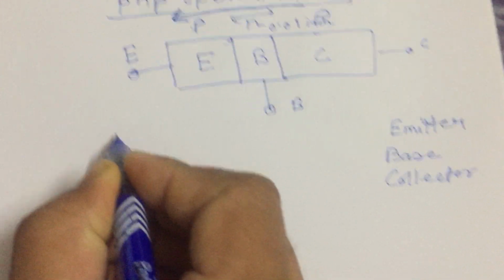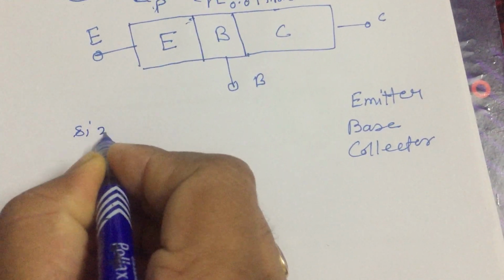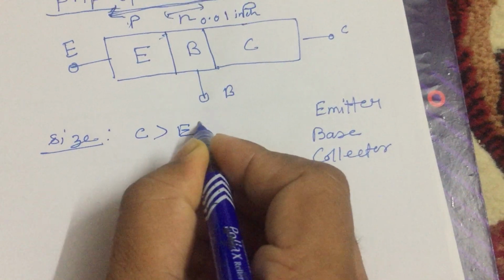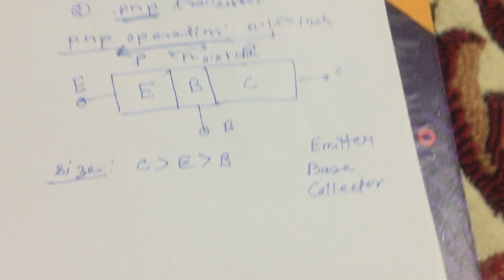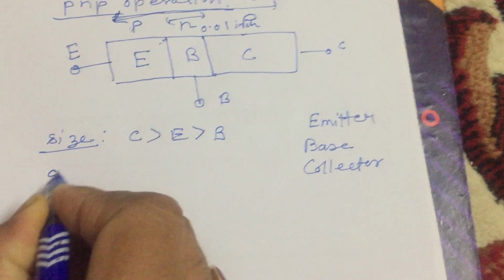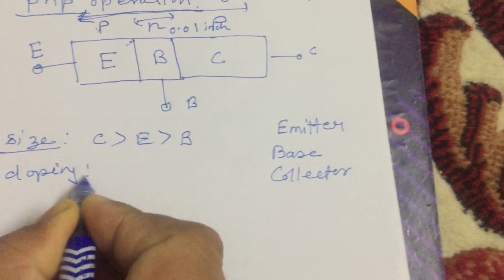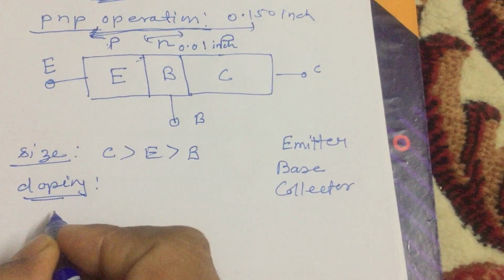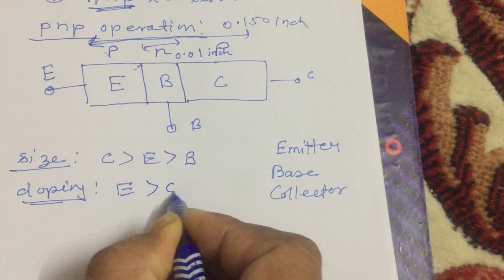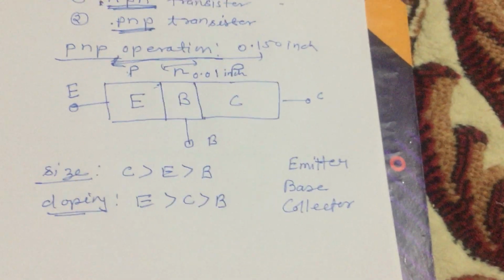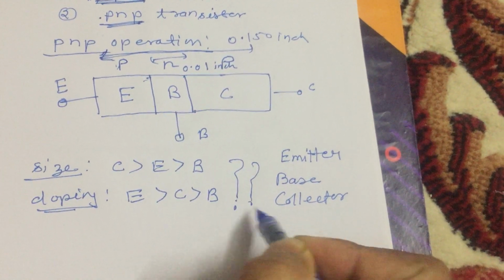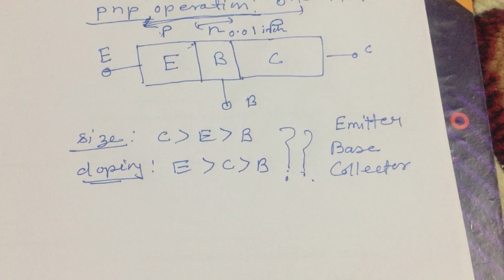So we talk about size. The biggest is the collector, then the emitter, and the last one is the base. All have different sizes. The second parameter is doping. All the regions have different doping. The maximum doping is given to the emitter, then the collector, and the last one is the base. Now the question arises why we choose this. We will discuss later why we choose different sizes and different doping.